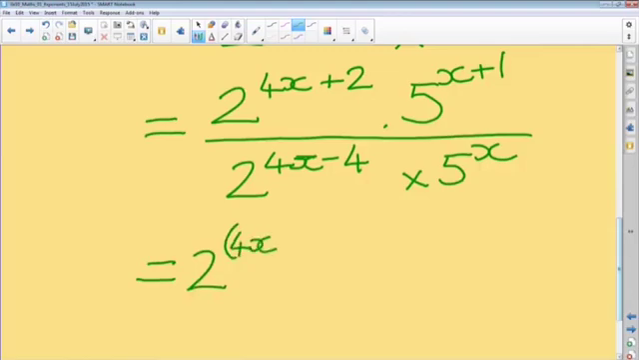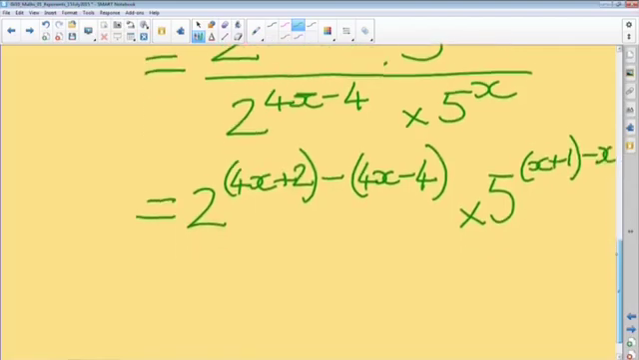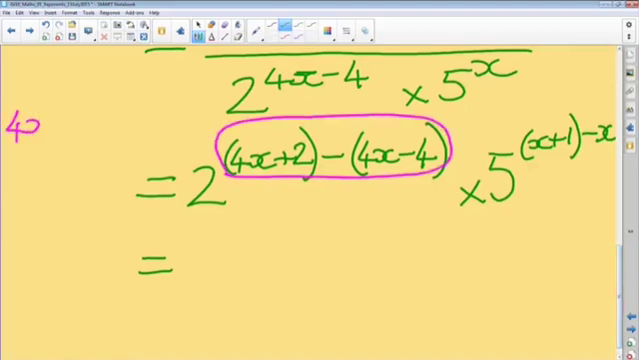So it's 2 to the power of 4x plus 2, and because we're dividing by 2, we're going to minus 4x minus 4. And then we'll throw in our 5, and we've got 5 to the power of x plus 1 minus x, and I would put brackets in, but I'm running out of space, so I won't. And now let's collect like terms. Now, if I were to multiply this out properly, which I probably should, but I'm going to just save time and just write it over here, I would get 4x plus 2 minus 4x plus 4.